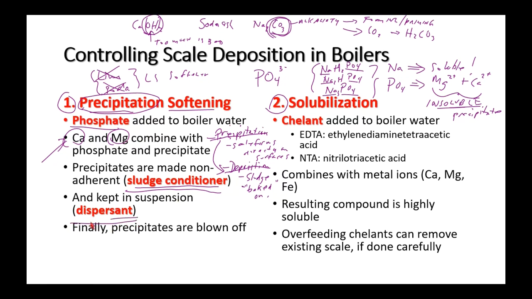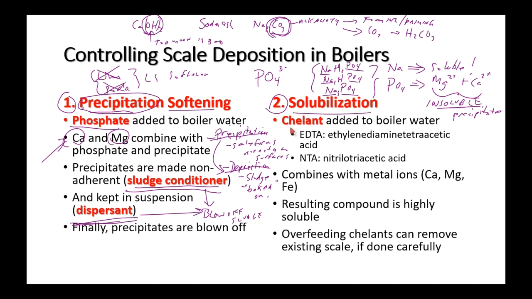And then what we want to do is keep everything well dispersed in the boiler water so that we can blow it off. So these two things together, the sludge conditioner and the dispersant, they permit us to blow off the sludge. And what's the sludge made of? Calcium and magnesium phosphate.